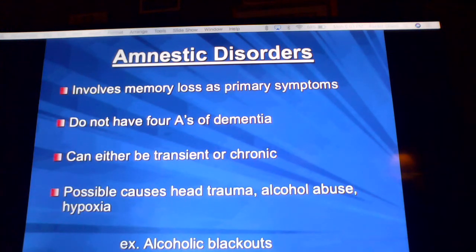Blackouts occur when you raise GABA so high. Alcohol does that, and benzodiazepines can do that also. Okay, also Korsakoff syndrome. You might remember that from the addiction lecture, Wernicke-Korsakoff syndrome. Okay, so those are causes of amnesic disorders.